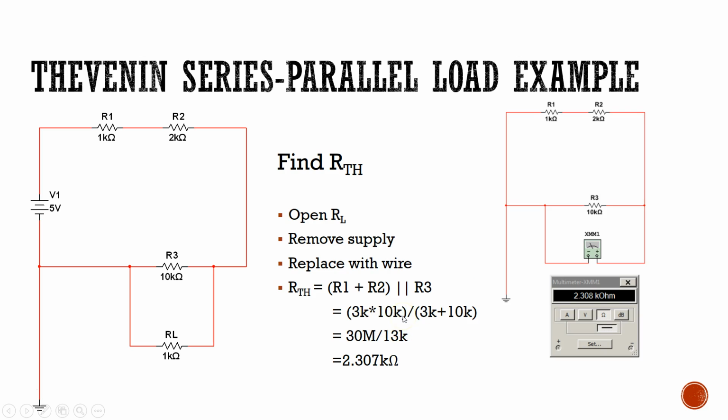Since there's only 2 resistor values, once I combine R1 and R2 for my parallel formula, I can use 3K times 10K over 3K plus 10K. That gives me 30 meg over 13K for an R Thevenin of 2.307 kiloohms.